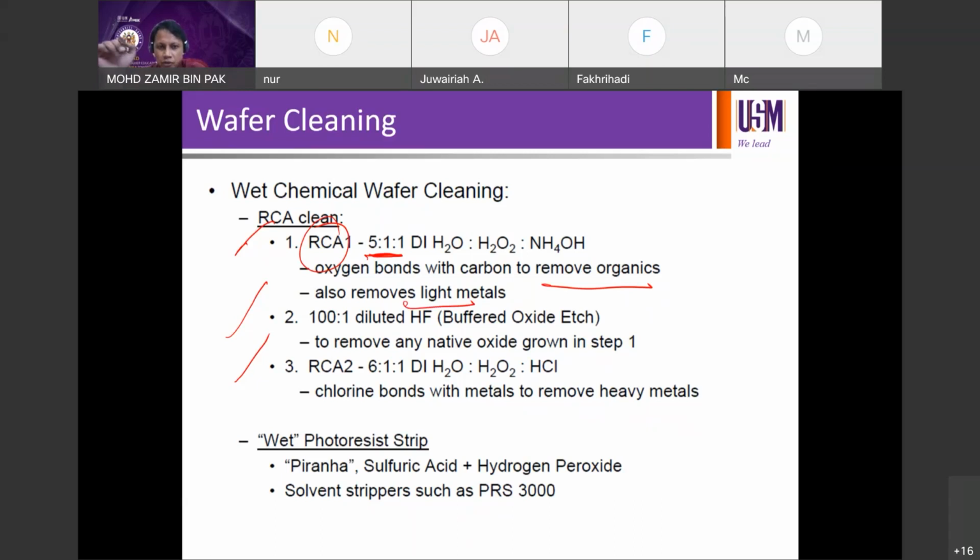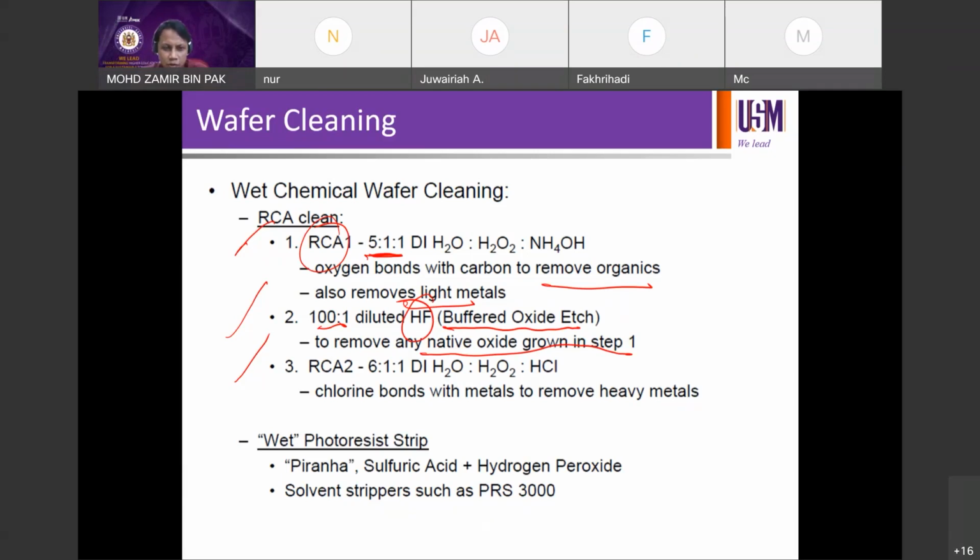The second step is called BOE, buffered oxide etch. We use an etchant to remove oxide, 100 to 1. So you use 100 parts of DI water and 1 part of HF. Not the other way around, we don't want it too concentrated. We want it diluted, to remove any native oxide grown in step 1. So remember we talked about native oxide before this.